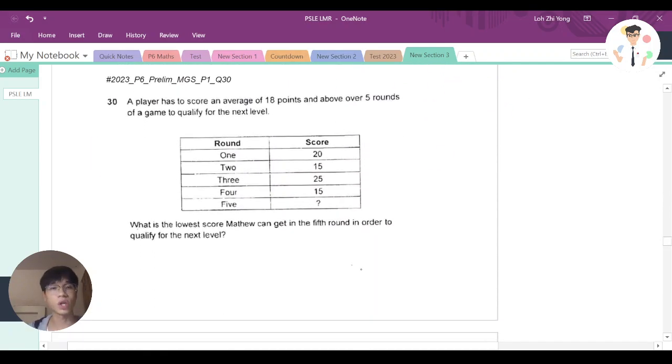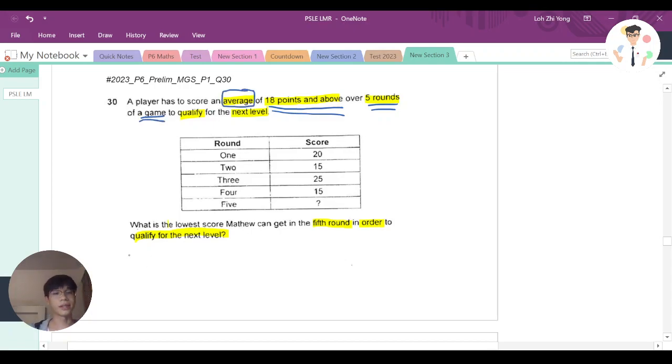MGS paper 1, question 30. So here says that a player has to score an average of 18 points and above over 5 rounds of a game to qualify for the next level. What's the lowest score Matthew can get in the 5th round in order to qualify for the next level? So, first thing we need to know is that there are 5 rounds and have to score 18 points and above, and it's average.